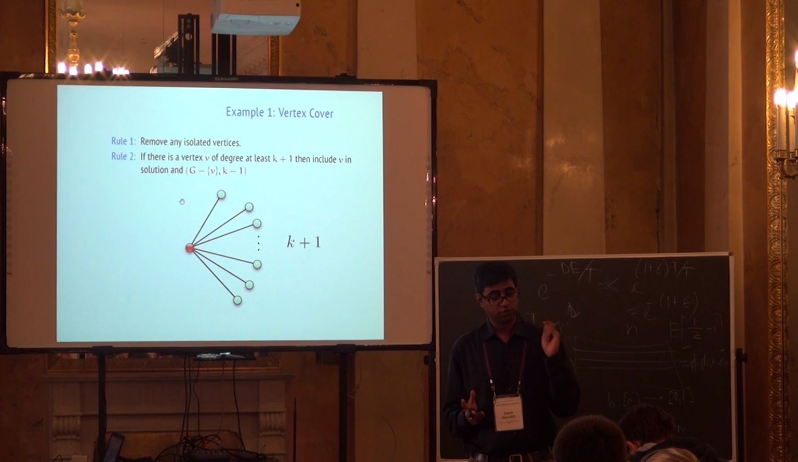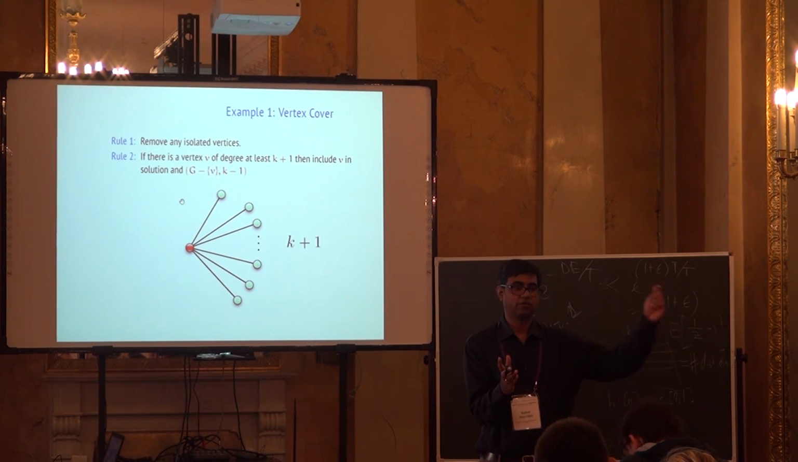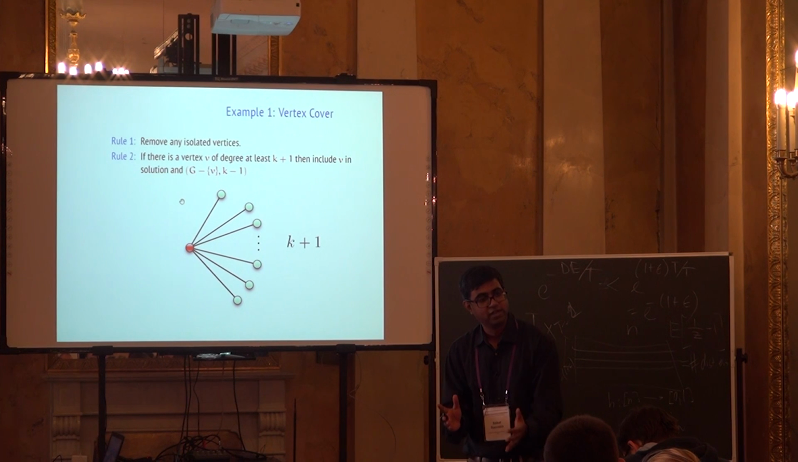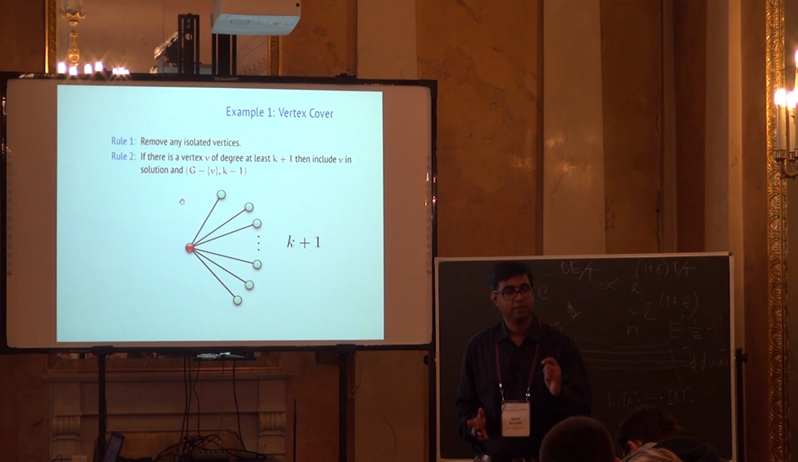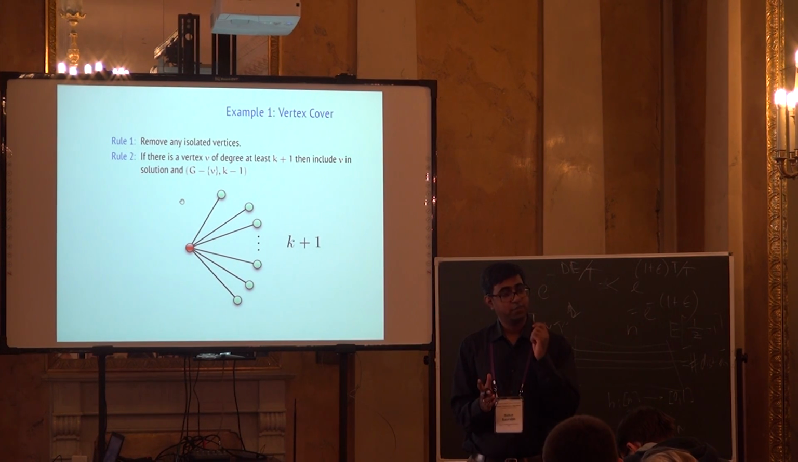These are polynomial time, because every time the size of the graph is decreasing. When you are throwing away an isolated vertex, n decreases. When you are deciding to put a vertex into your vertex cover, the size of the graph still decreases. So clearly, if I apply rules 1 and 2 exhaustively, after polynomially many steps, I will stop. And each of these steps can be applied in polynomial time.